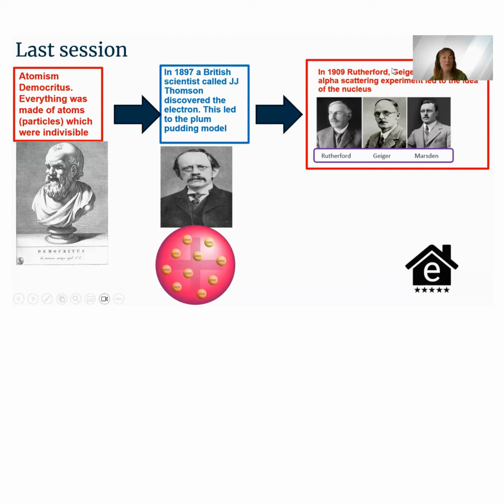Democritus. Everything was made of atoms or particles which were indivisible. Indivisible means they can't be broken down to anything any smaller. That's what he thought. But we later discovered that's not entirely true. There are actually electrons, protons, and neutrons, but he didn't know that back then.